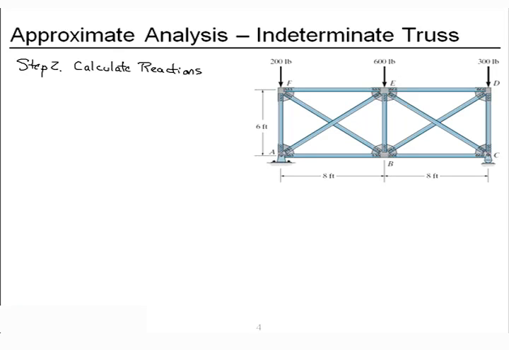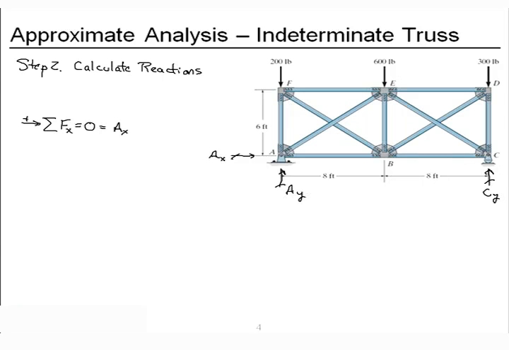Let's see, we have a pin support at A, so I have AX and AY. I have a roller at C, so I only have CY. 3 reactions, 3 unknowns, 3 equations of equilibrium. I do believe we can get all of them from just equilibrium. Let's start with forces in the x direction. Our only contribution is AX, so that one's 0.